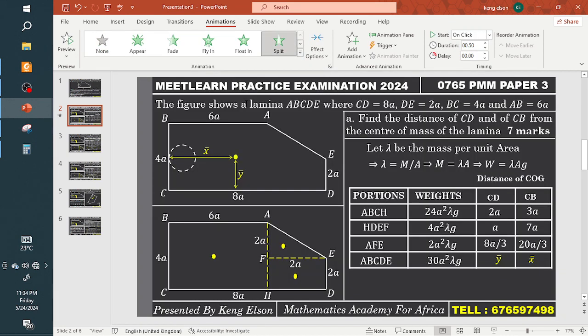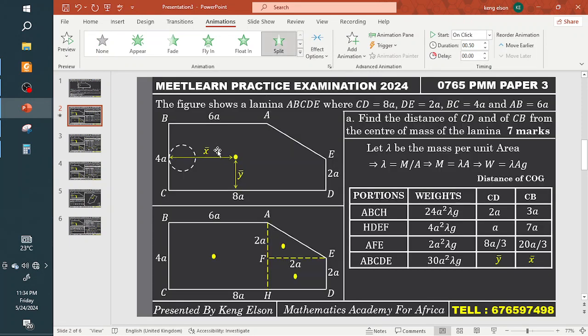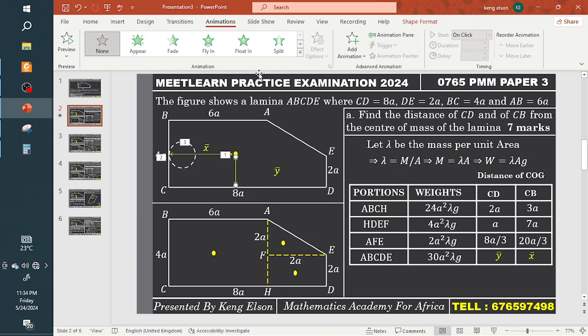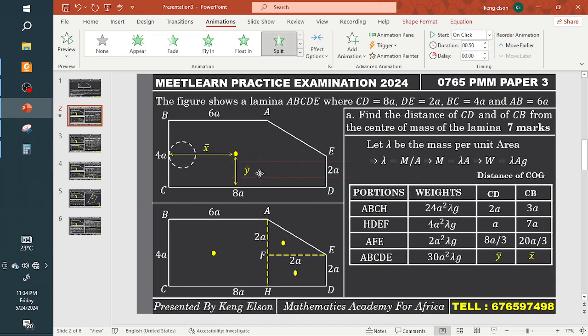I can take split. Then I'll tell them that the distance from the center of mass of the whole body from the horizontal, that's from that, I'll call it X bar. Then from the horizontal, I'll call it Y bar. Okay, now I'll also tell them that since we need to apply the principle of conservation of moment, we need to get the weight of every portion we consider, and then we multiply with the distance. And since weight is in terms of mass, we need to start by letting lambda be the mass per unit.